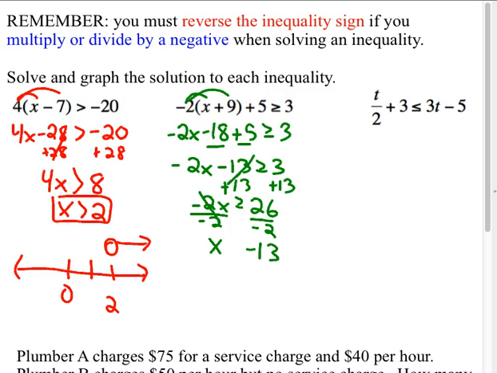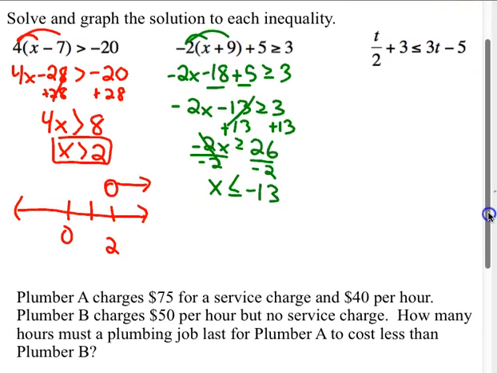And here is the important thing. I just divided by a negative number. Because I divided by a negative number, what that means is I have to reverse the direction of that inequality, okay? So completely turn it around. Now I have my solution.